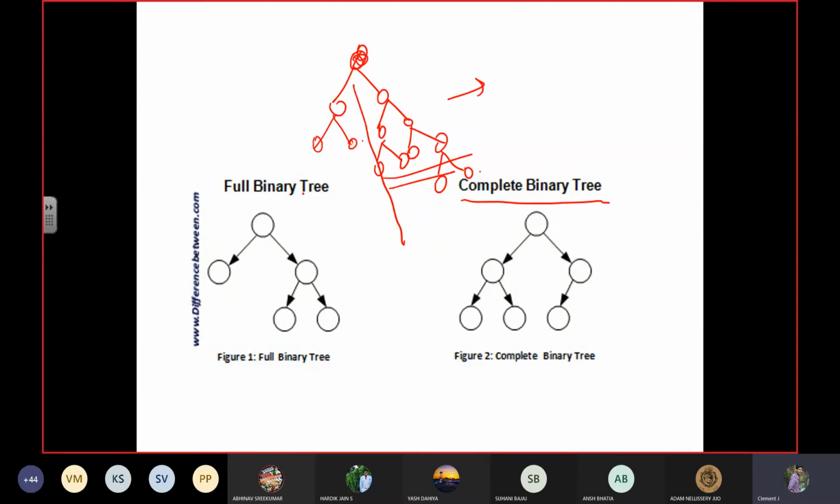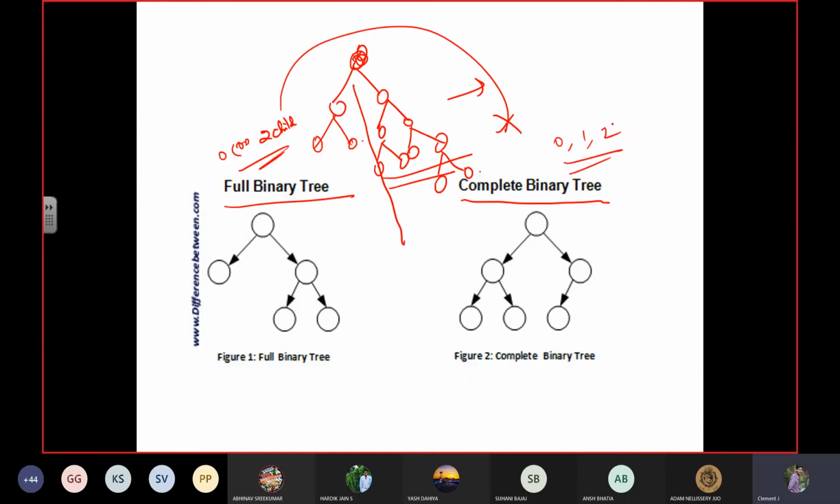In your full binary tree, you will have 0 or 2 children. But in your complete binary tree, there is no such rule of 0 or 2 children. What is the only condition? It should be completely filled as far left as possible. The children have to be filled from the left, not from the right. Here you are allowed to have 0, 1, or 2 children, but the maximum is 2 only.